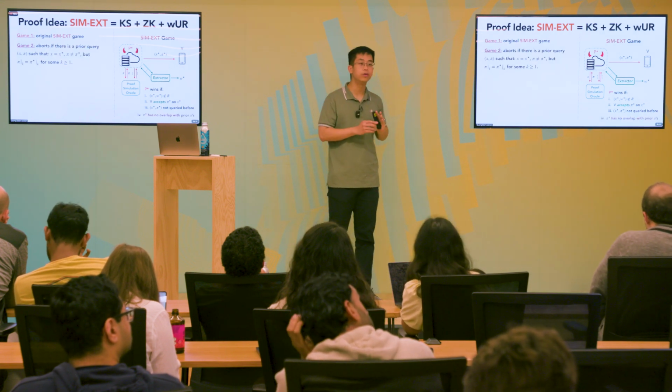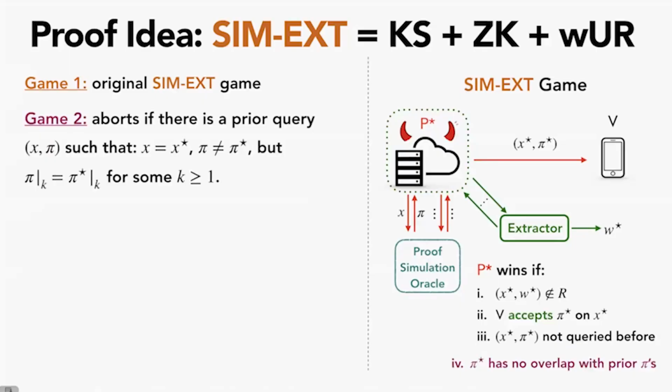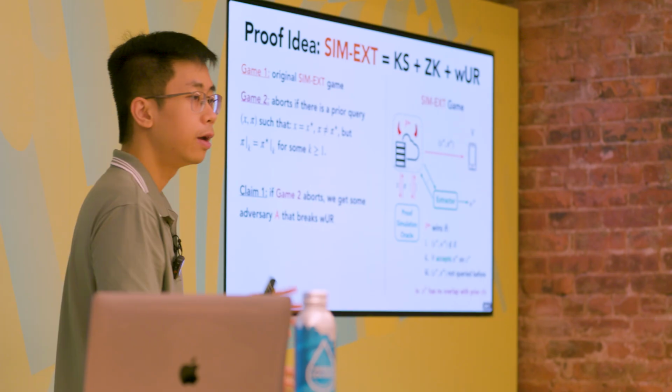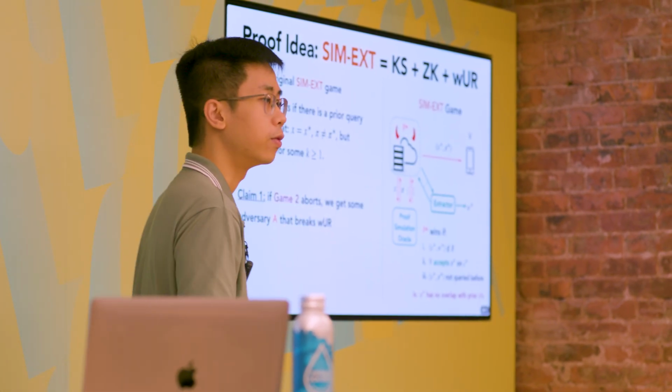So now you're going to additionally reject if this pi star has any overlap with a prior pi, a prior proof that has been queried. Basically, this is the same condition as in the weak unique response game. The claim here, which is somewhat easy to prove, is that if somehow in game 2 you abort, then it means that the weak unique response condition is achieved by this adversary. And therefore, you can break weak unique response, right?